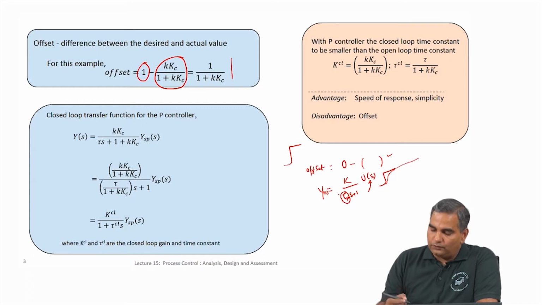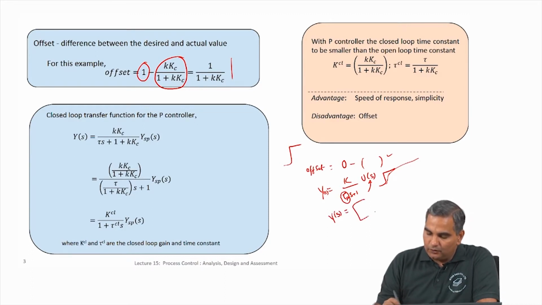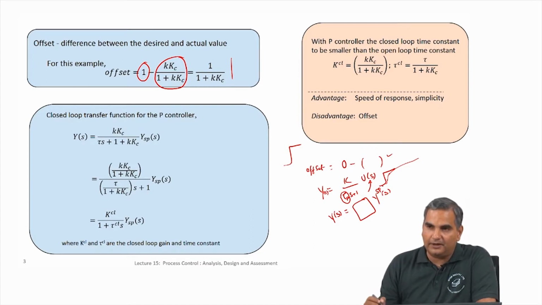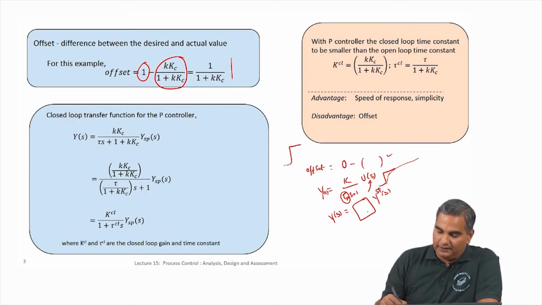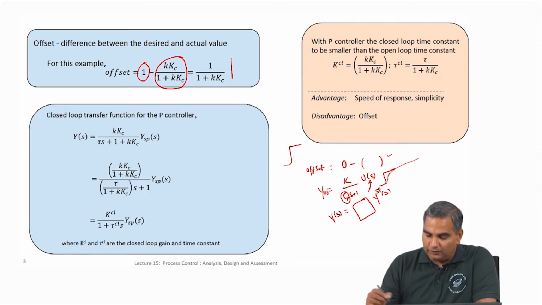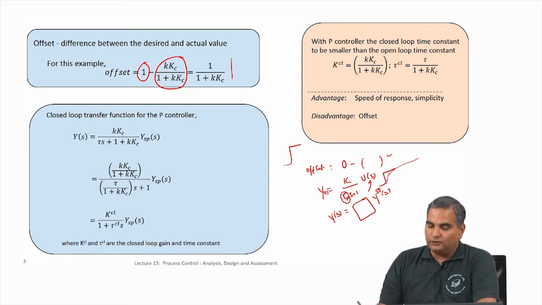Now, when we close the loop, there is going to be a transfer function between y of s and y set point of s. Remember I said the disturbance transfer function will be modified, but the disturbance will still be an input, whereas the input transfer function will be modified, and the input will also change from u of s to y set point of s.